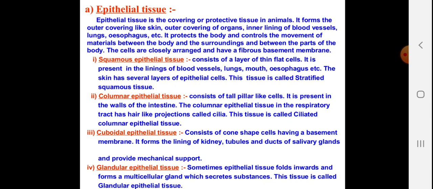Glandular epithelial tissues are folded inwards forms of multicellular glands which secrete substances. These tissues are known as glandular epithelial tissues because they are present in the various glands.